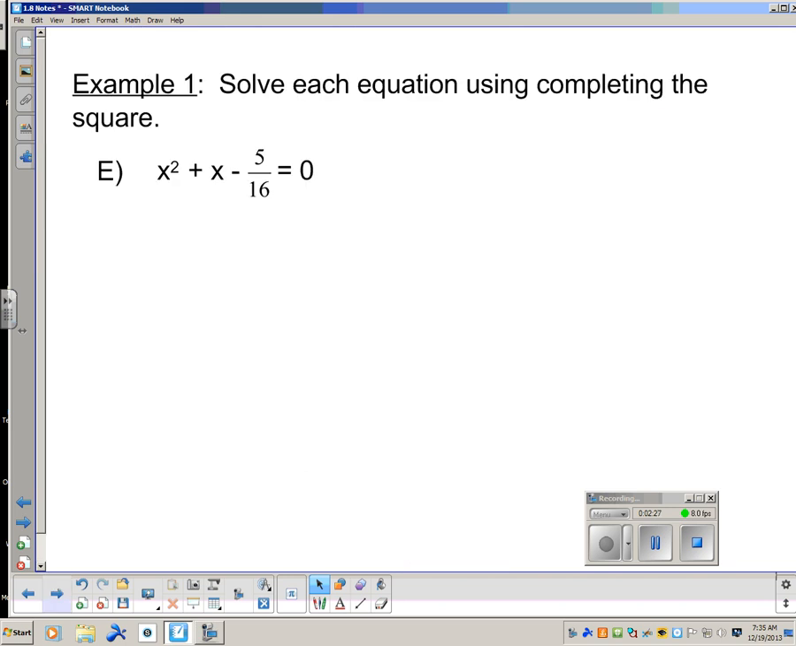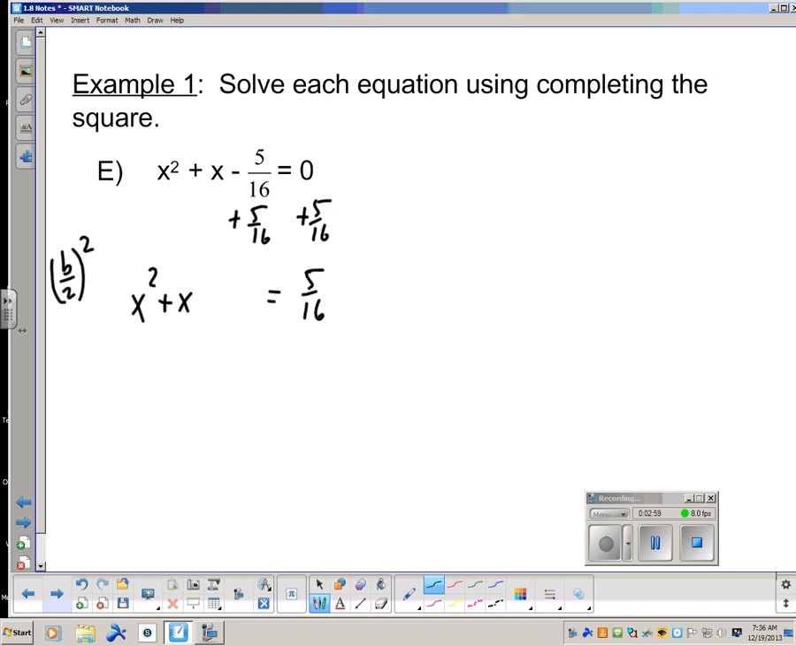Alright, so our next one here, solve by completing the square. We've got x squared plus x minus 5 sixteenths equals 0. To do one like this, notice our a value is already 1. So I'm going to bring my c value over on the other side like we've been doing all along. So I get x squared plus x equals 5 sixteenths. Now I'm going to take my b value, divide by 2, and square and add to both sides. Notice my b value in here is 1 this time, so I can take 1 divided by 2 and square it and add to both sides.